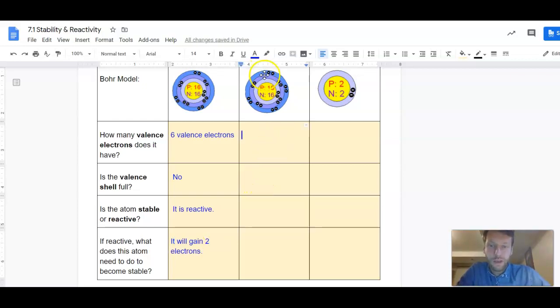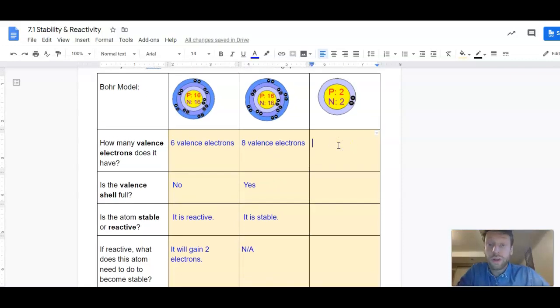Next one. How many valence electrons do we have? 1, 2, 3, 4, 5, 6, 7, 8. Is the valence shell full? Yes. So it is stable. If reactive, what will we do? NA, it's already stable. This last one is tricky.